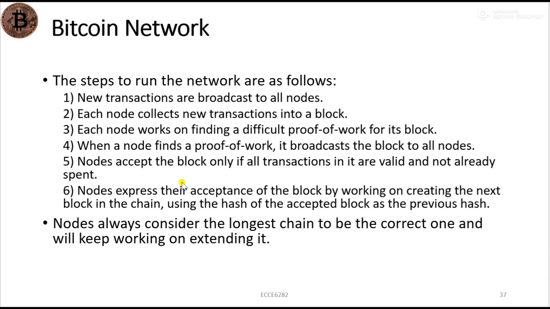Okay, and if all the transactions in it are valid and have not already been spent, double spend should not be there. So nodes then show or express their acceptance of the block by working on creating the next block in the chain. Like, this block will be accepted as a valid block, and the next block will be created on top of it using the hash of the accepted block as the previous hash in the new block.